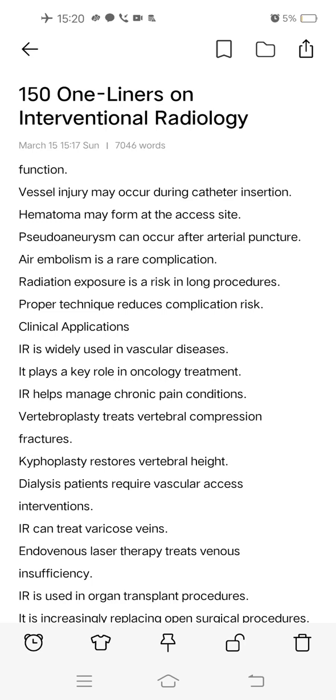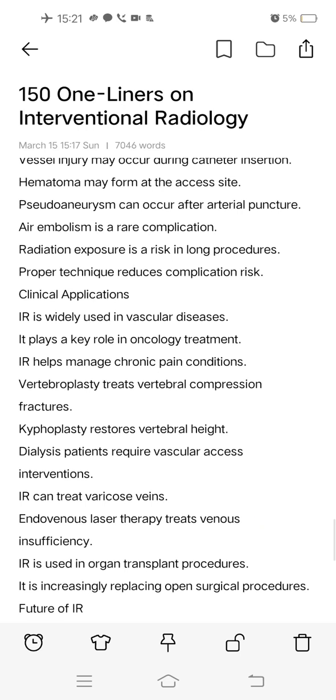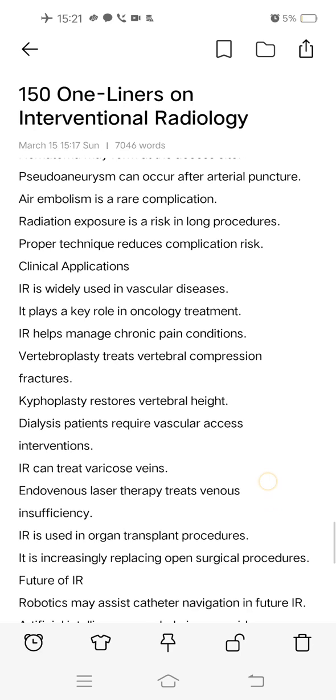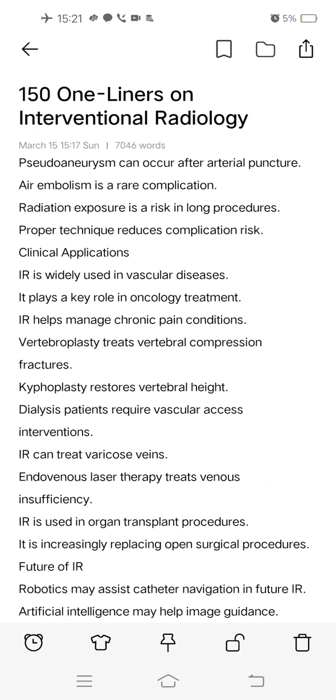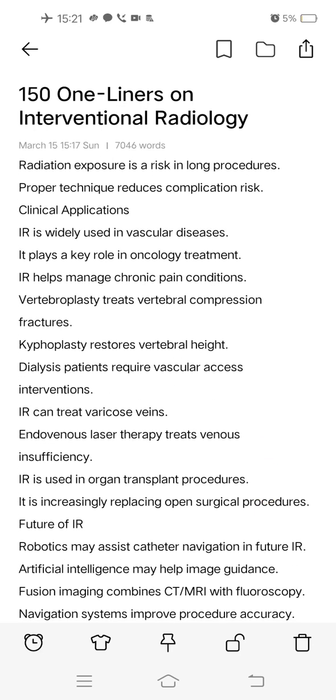IR helps manage chronic pain conditions. Vertebroplasty treats vertebral compression fractures. Kyphoplasty restores vertebral height. Dialysis patients require vascular access intervention. IR can treat varicose veins.